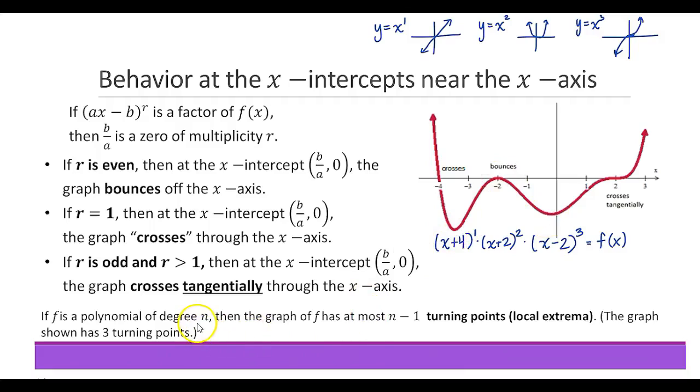So it might be a degree 4 polynomial or higher than that, because if it was a degree 4, then the most amount of turns it can have is 4 minus 1, so 3. But it could also be degree 6 because 3 is still less than 5. So the graph has at most n minus 1 turns to it.